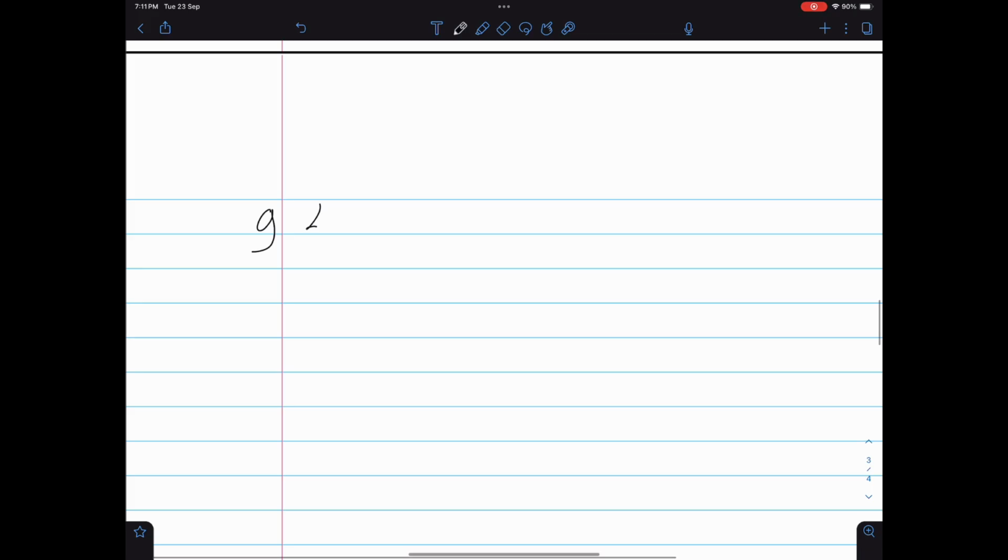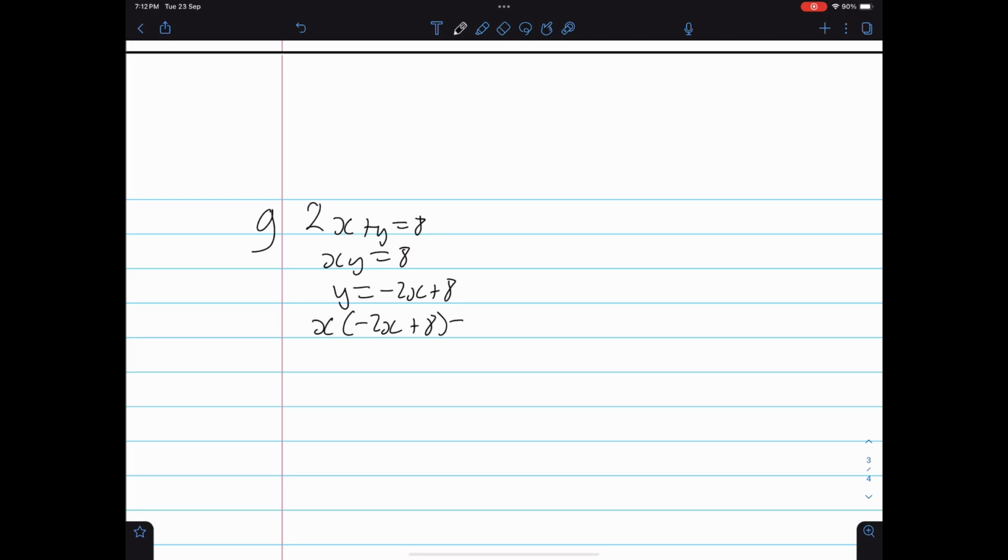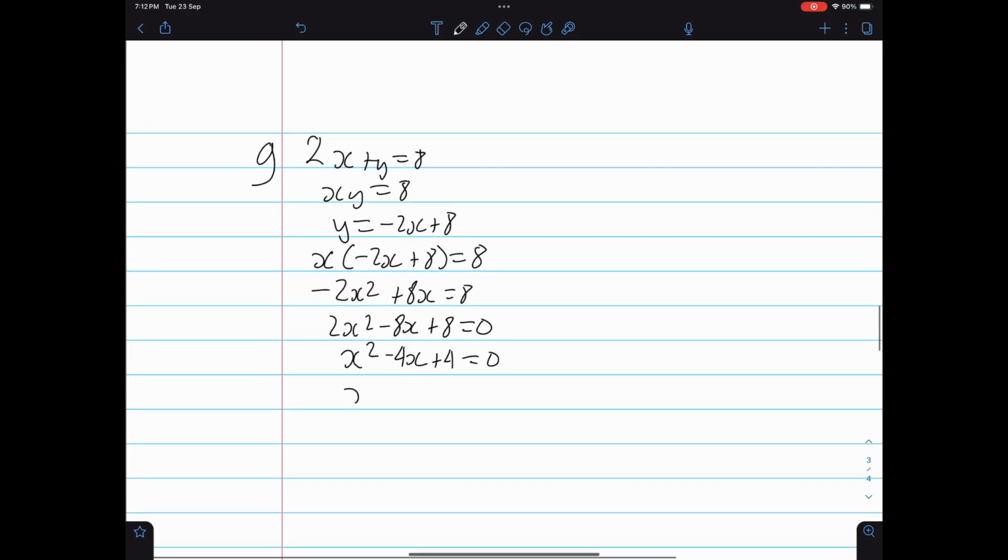G. 2x plus y equals 8, xy equals 8. y equals minus 2x plus 8. x multiplied by minus 2x plus 8 will then equal 8. Expand: minus 2x squared plus 8x equals 8. 2x squared minus 8x plus 8 equals 0. x squared minus 4x plus 4 equals 0. x minus 2 squared equals 0. Therefore, x must equal 2.